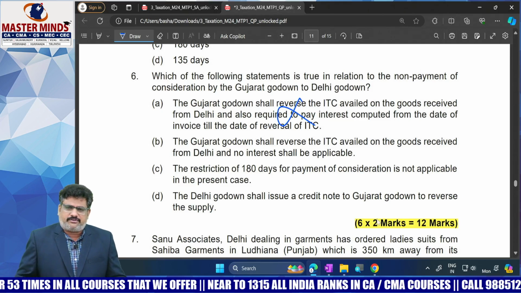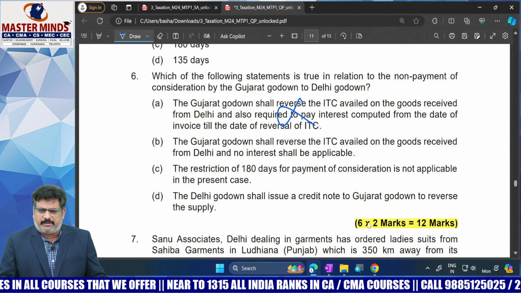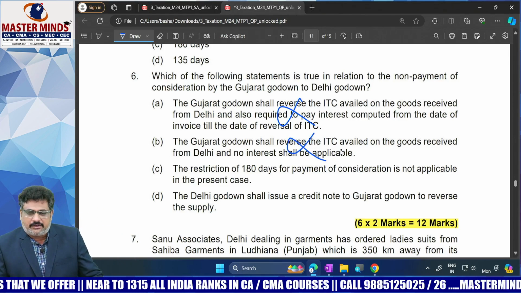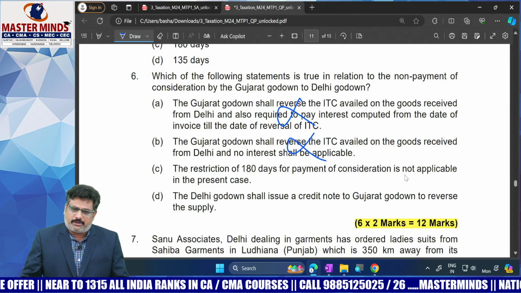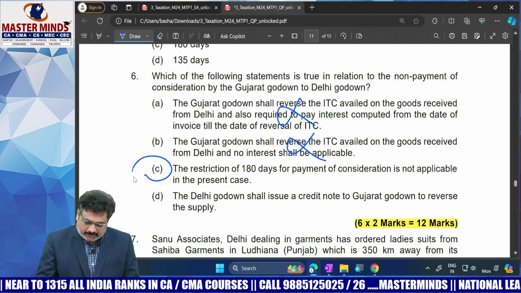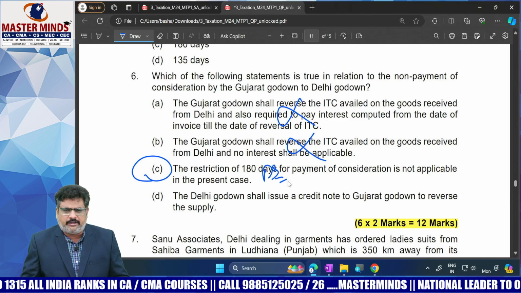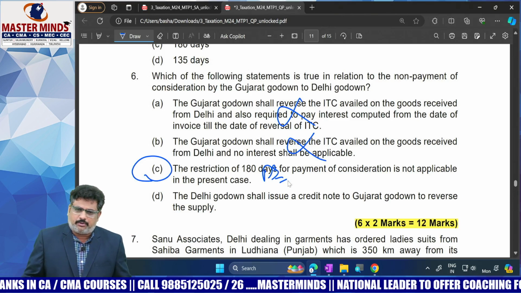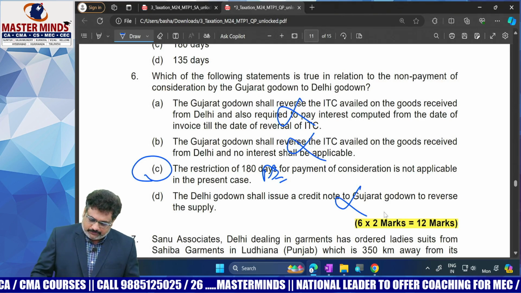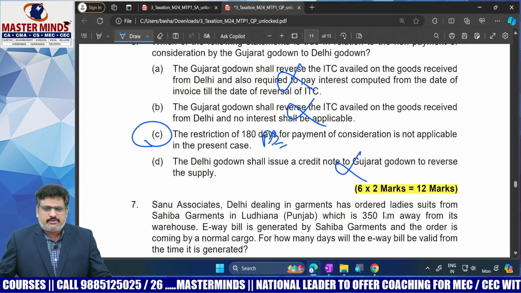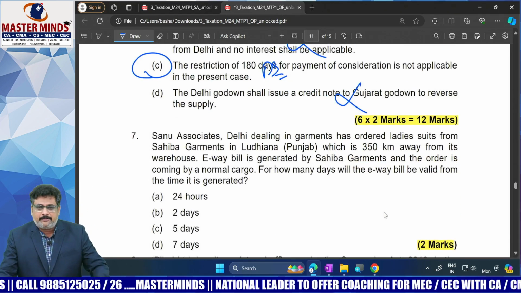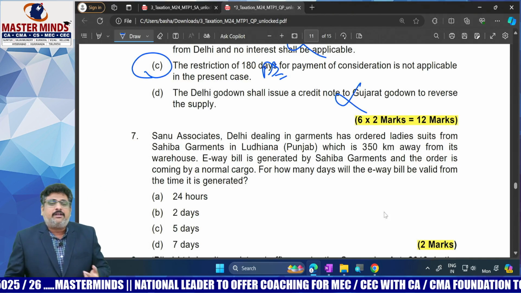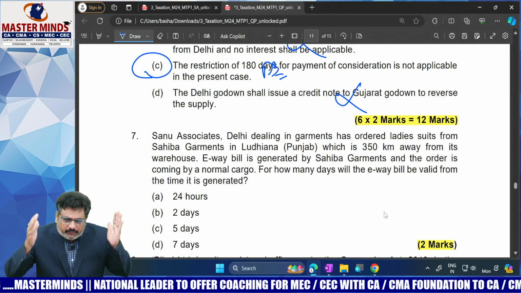Gujarat Godown shall reverse the ITC availed on the goods received from Delhi and no interest is applicable. There is no need to reverse the ITC. The restriction of 180 days for the payment of consideration is not applicable in the present case. Yes, it is a deemed supply, therefore it is not applicable. The Delhi Godown shall issue a credit note to Gujarat Godown to reverse the supply. No. Answer is option C. So this is the point you need to remember. Okay. So before answering this part, see this 6 into 2, 12 marks, easily you will get 12 out of 12.